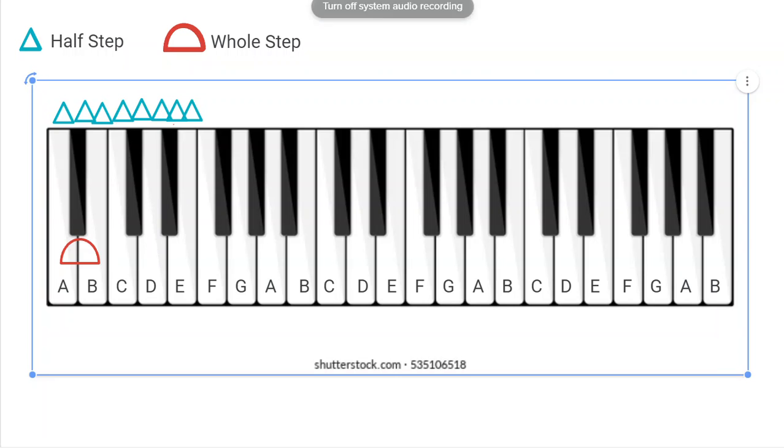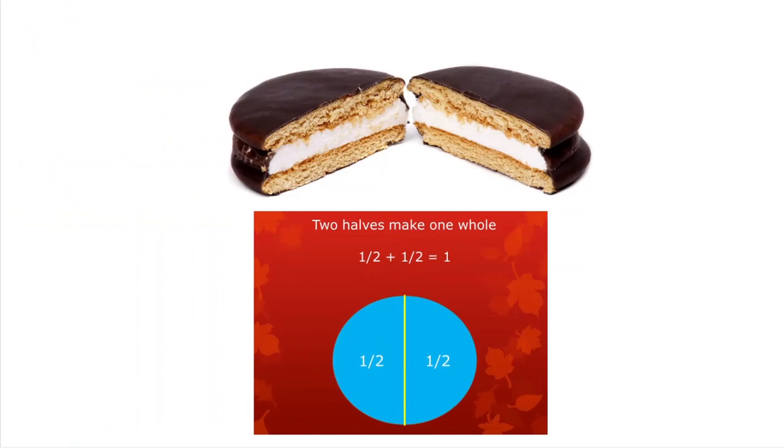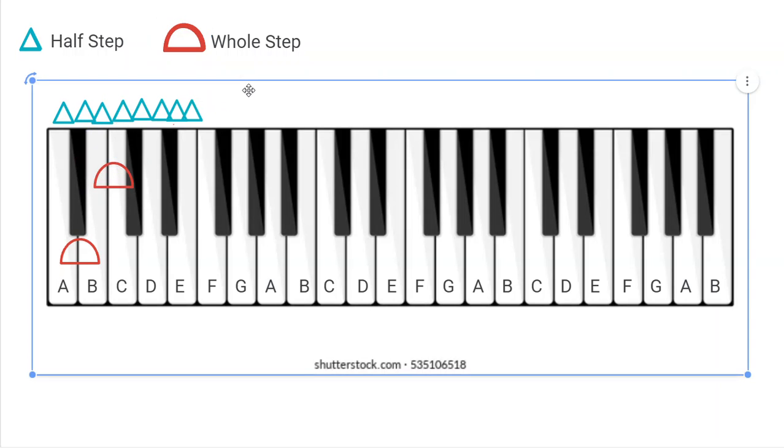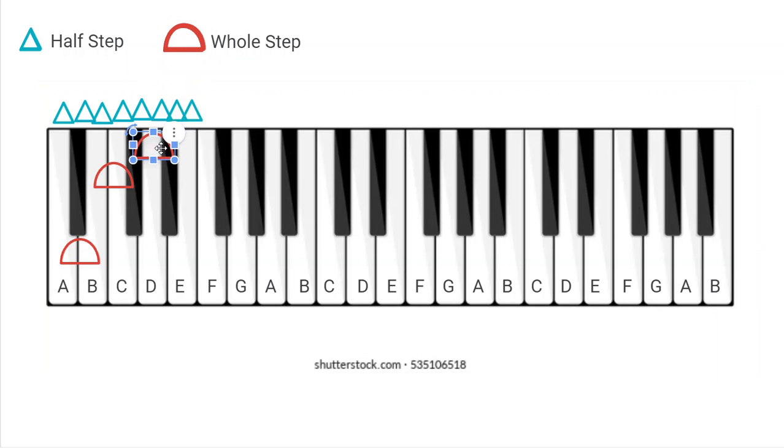How many halves make a whole? 2 halves make a whole. So one half step, another half step. We've got B to this black key, make a whole step. But what if I want to go from this black key? Where is a whole step up from this black key? Well, here this D is a half step, and then I have another half step. So from this black key to this black key is another whole step.